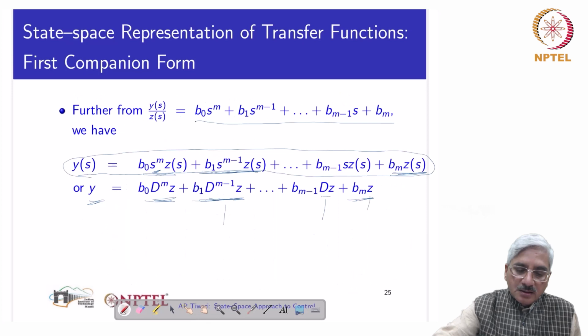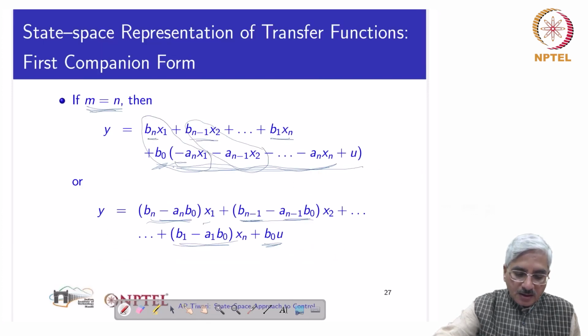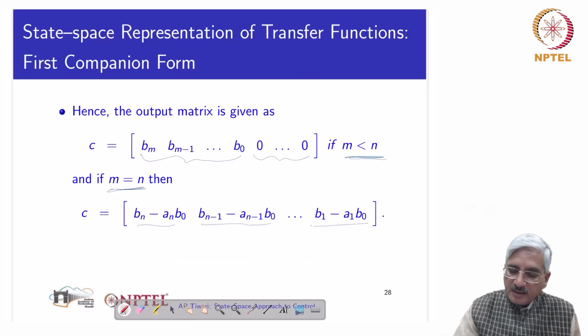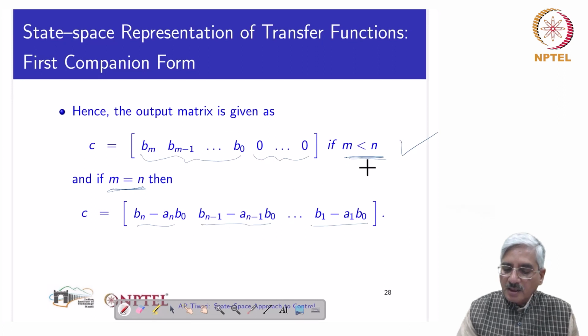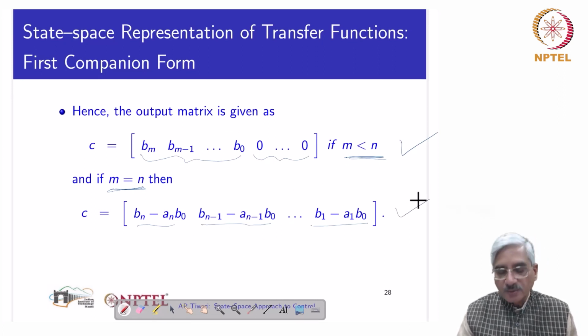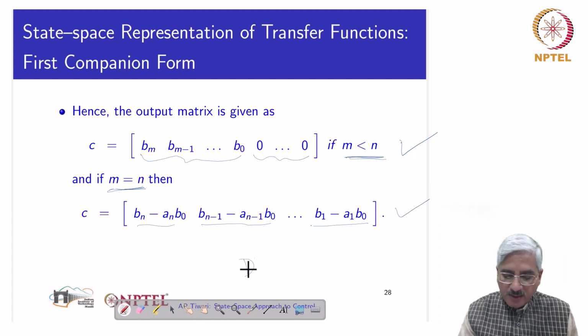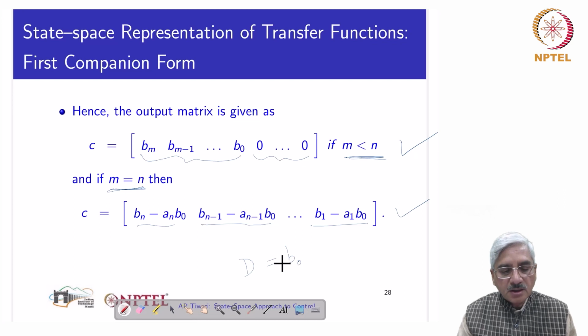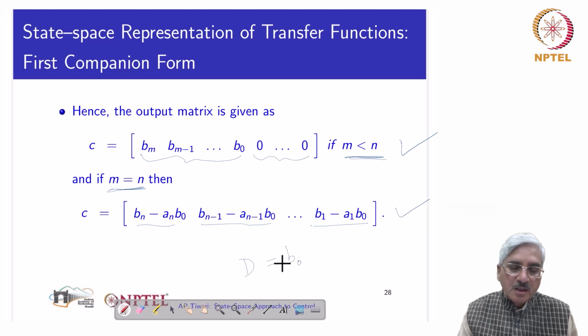C matrix, I am coming to that slide again. The C matrix is either this, which is for m less than n, or this, which is for m equal to n, and of course the D matrix will be b0. So this is the first companion form representation of the system.